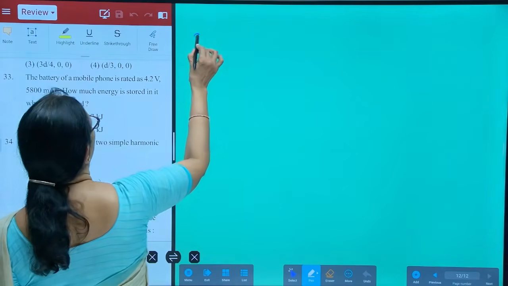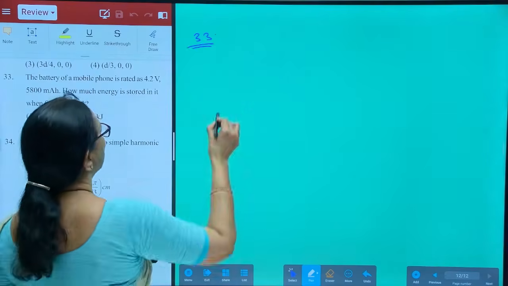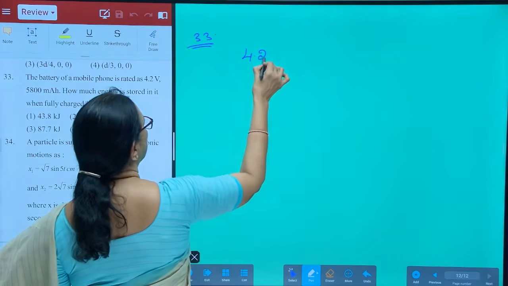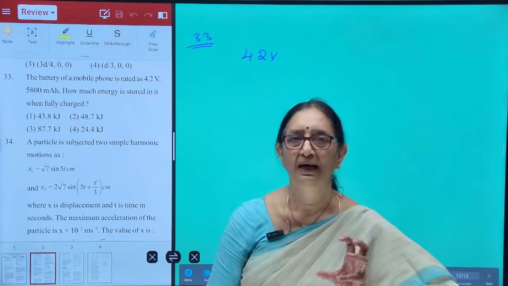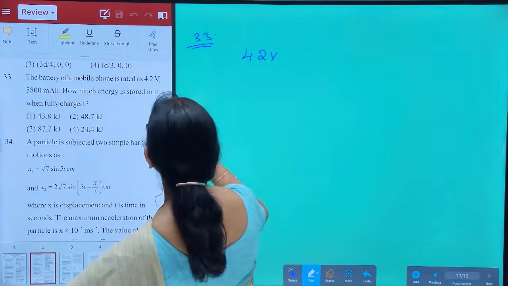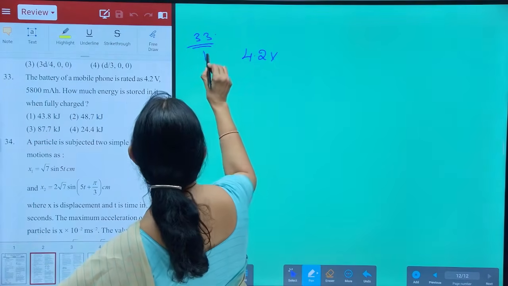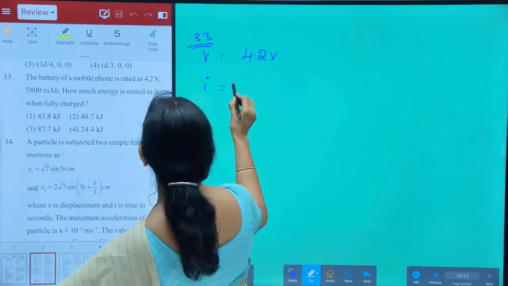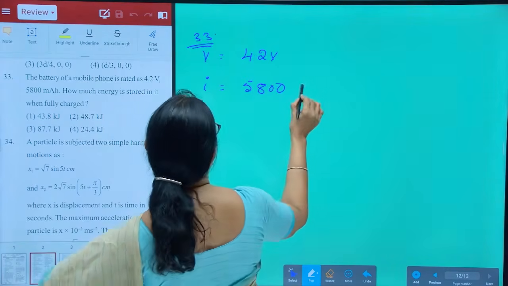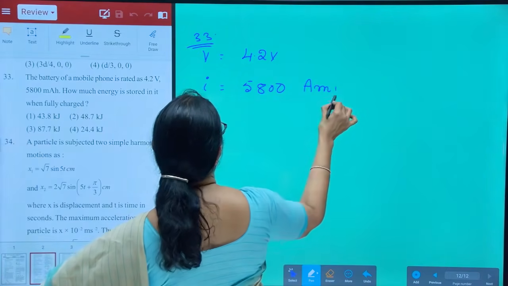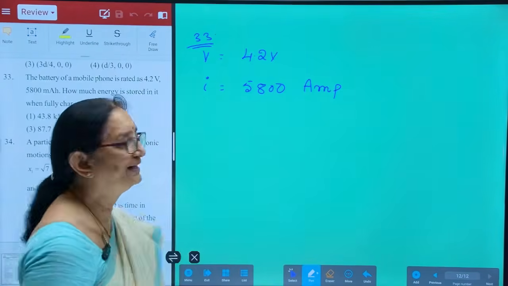Question number 33. The battery of a mobile phone is rated as 4.2 volts. That is the maximum possible voltage applicable to the battery. This is the voltage rating and the current rating is 5,800. There is a spelling mistake. That is amperes. Okay. How much energy is stored in it when fully charged?